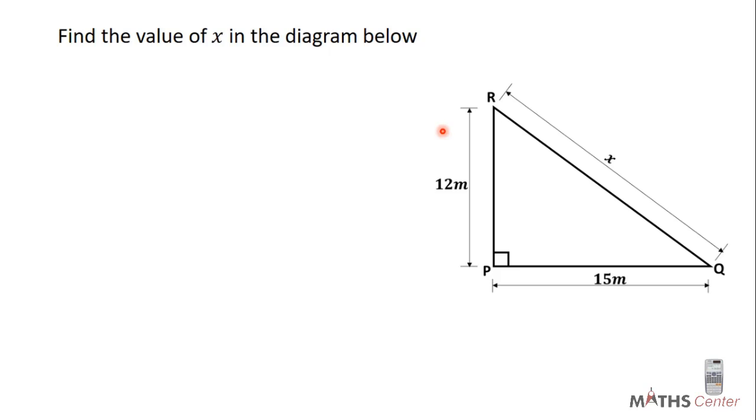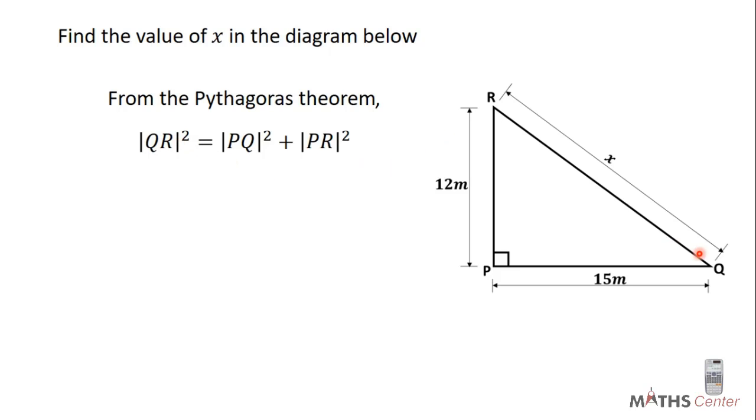From the Pythagoras theorem, we can say that QR, which is the hypotenuse, QR squared is equal to the sum of the squares of the other two sides. So QR squared is equal to PQ squared plus PR squared. The square of the hypotenuse is equal to the sum of the squares of the other two sides. QR is what we are looking for, and that is x.